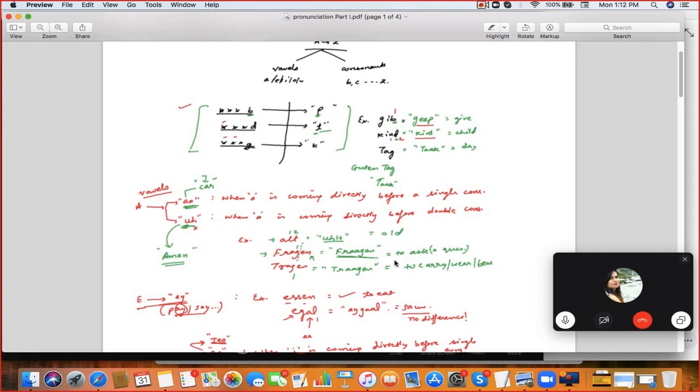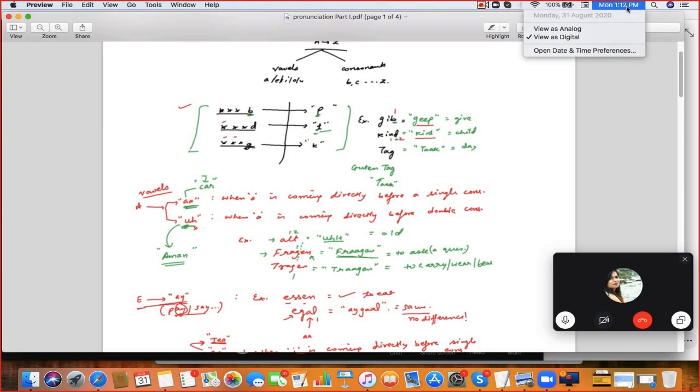If the word ends with B, it has a sound of P. And if it ends with D, it has a sound of T. And if the word ends with G, it will have a sound of K. Correct. So speak the example. Geep, kint, and tak. Correct. Next.